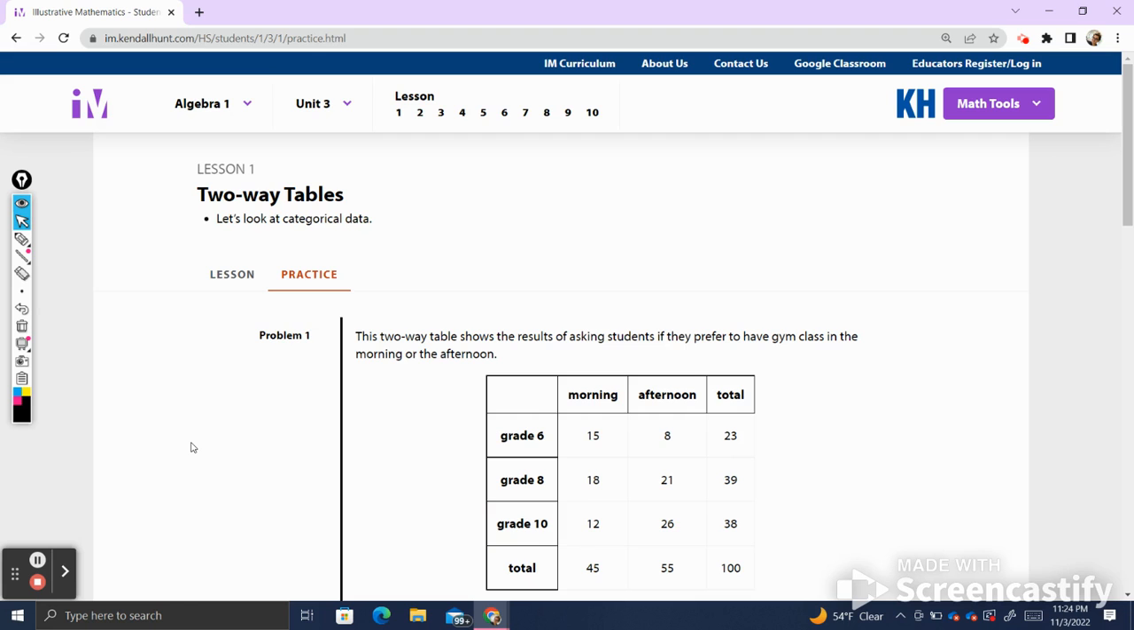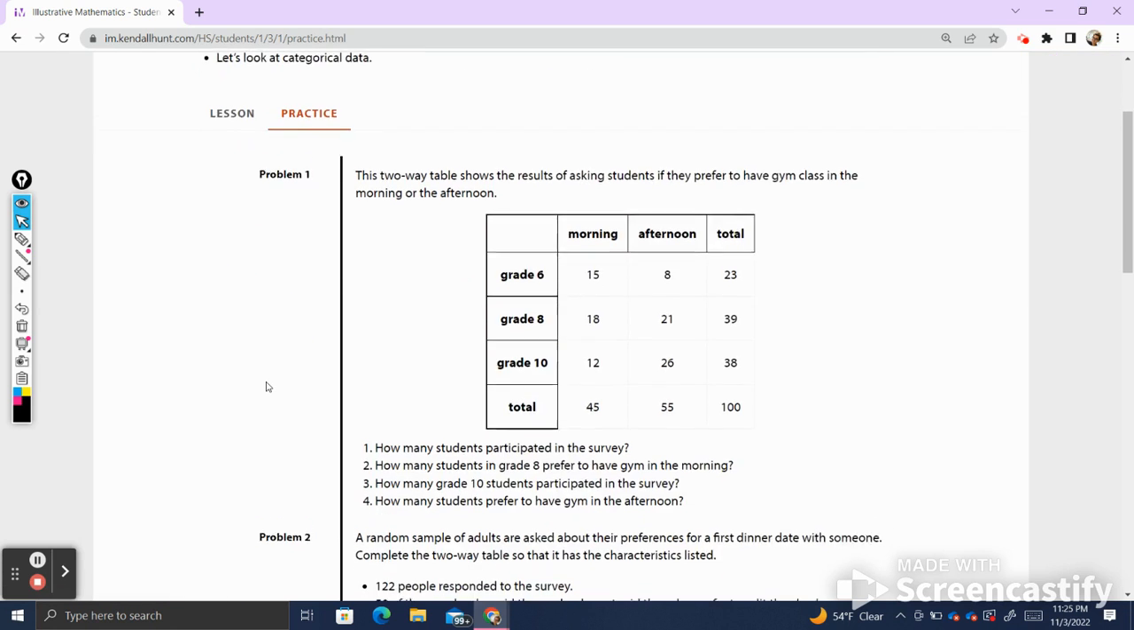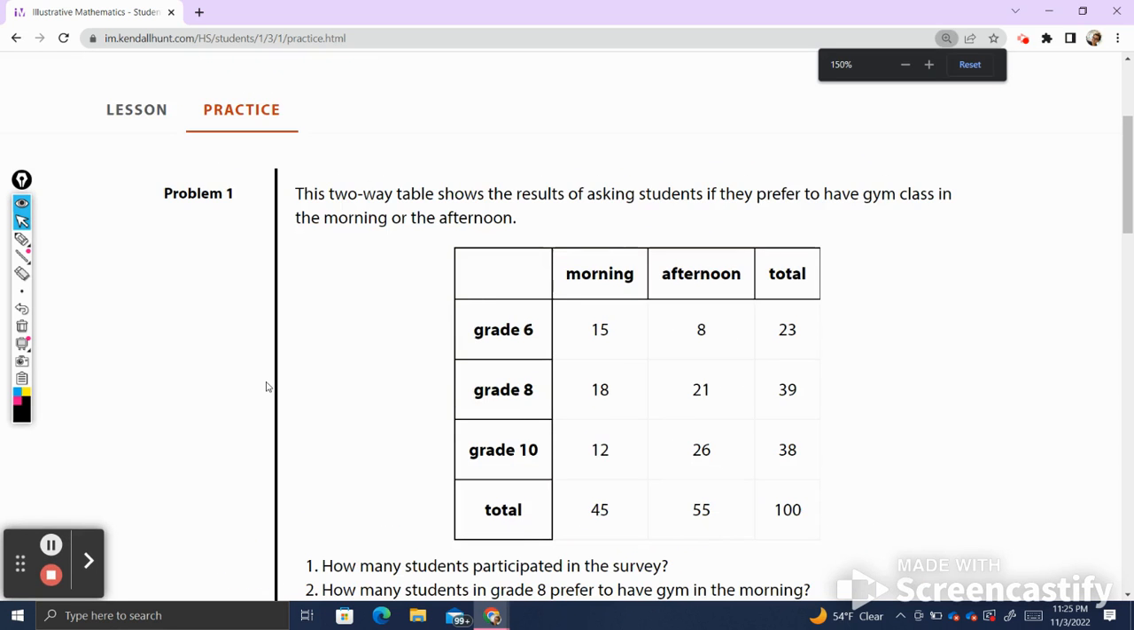Today we're looking at Illustrative Math, Algebra 1, Unit 3, Lesson 1, Practice. Let's get started. Problem 1.